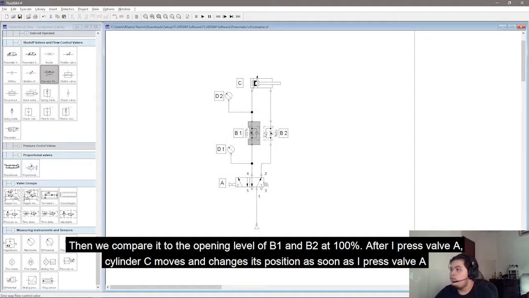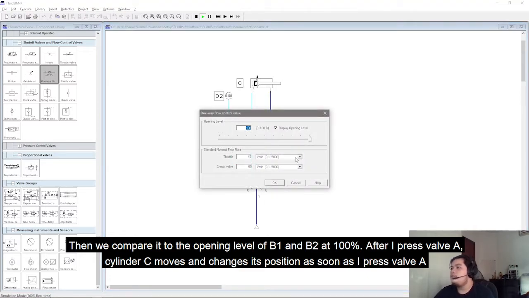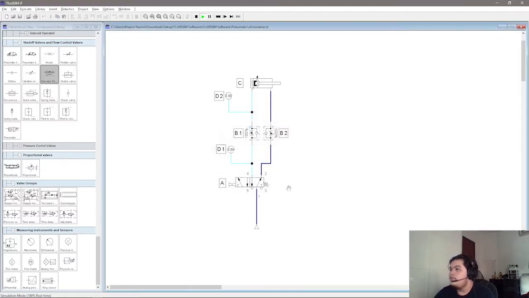Then we compare it to when we set it to 100%. Then we simulate. After I press valve A, piston C moves immediately. This is because the opening here is 100%, so it moves. As I press valve A, piston C moves to the right and changes its position.